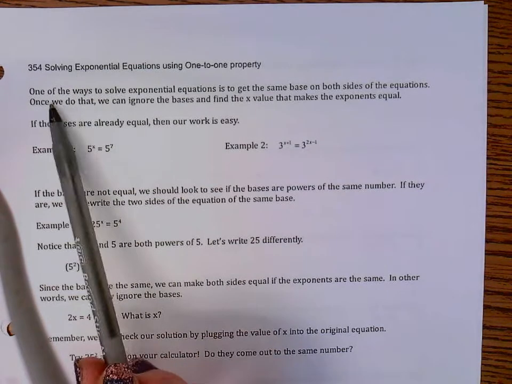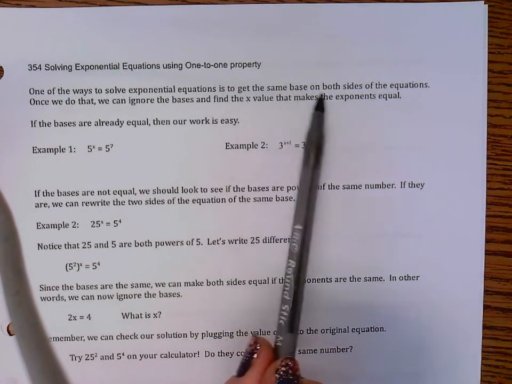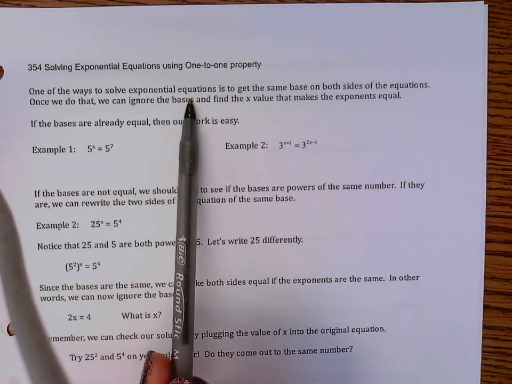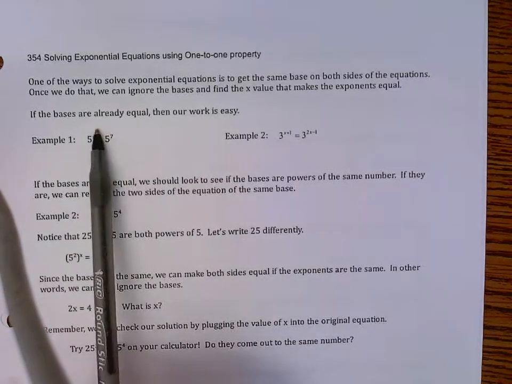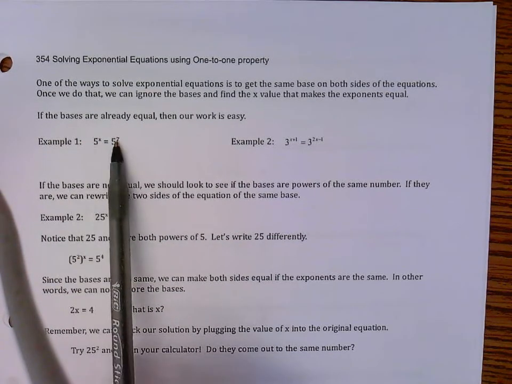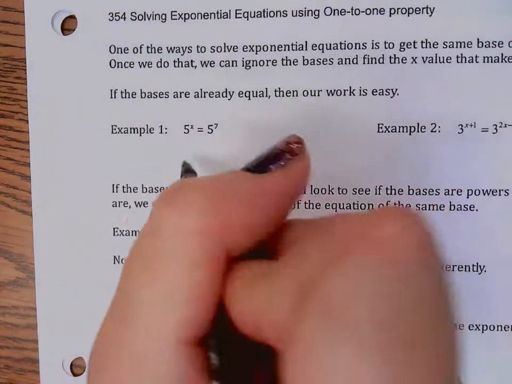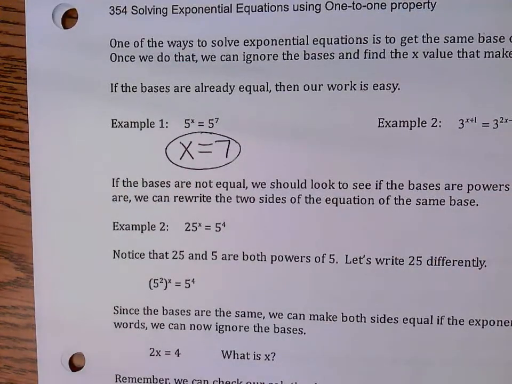It says one of the ways to solve exponential equations is to get the same base on both sides of the equation. Once we do that, we can ignore the bases and just find the x value that makes the exponents equal. So for example, in example 1, the bases are already equal, 5 equals 5. So if the bases are already equal, what does x have to be? I already know that x has to be 7 to make this equation true.